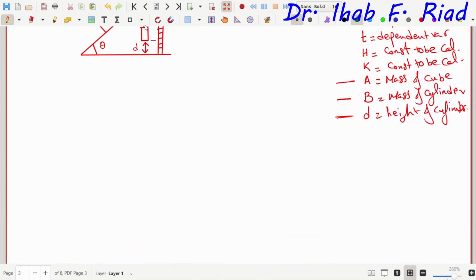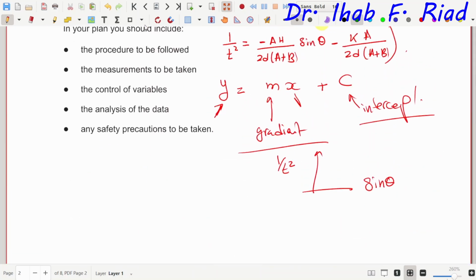So we answered all these questions. We described the procedure, the measurements to be taken, the control variables, which variable we are going to keep constant, which variable we are going to vary, the analysis of the data, what we are going to do with the data. Now, any safety precaution to be taken.